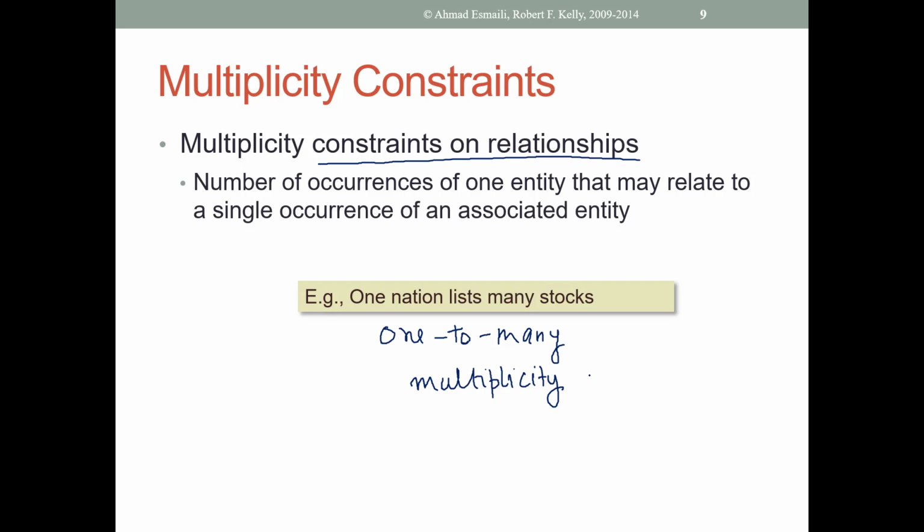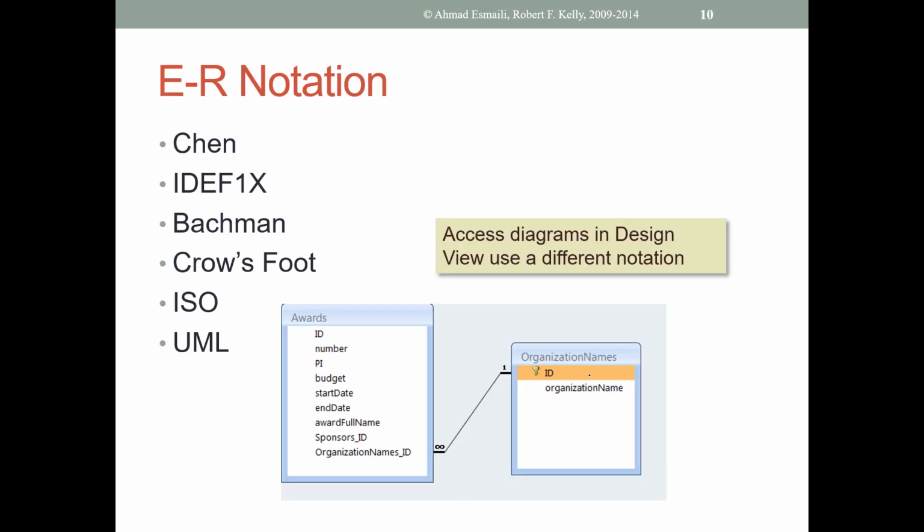Okay, let's move on. Now in ER notations also we have different standards or different ways to show the multiplicity. You have Chen's approach, IDEF1X, Bachman's, Crow's Foot, ISO, and UML. Now today the RDM that we'll be creating would look like what you are looking at right here, and this is something which we will create using MS Access. So MS Access supports this kind of multiplicity.